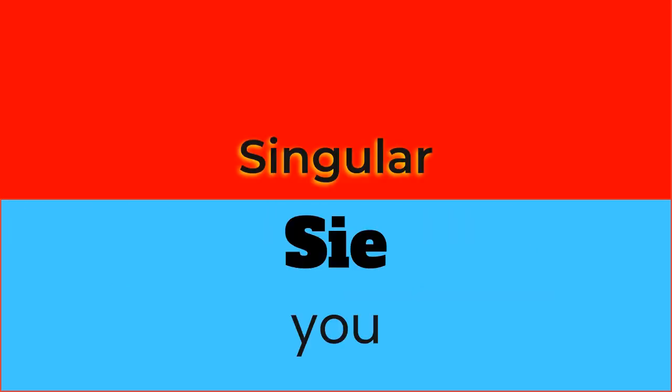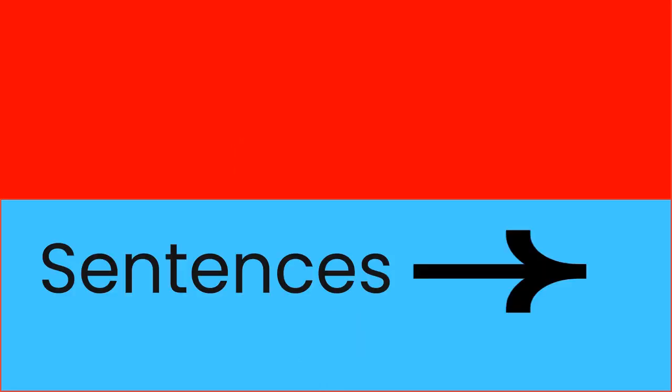Singular formal. Sie is the second person singular formal pronoun used when addressing someone respectfully or in a formal setting, such as strangers, acquaintances, or individuals in positions of authority. Here are some example sentences using the second person singular formal pronoun Sie in German.